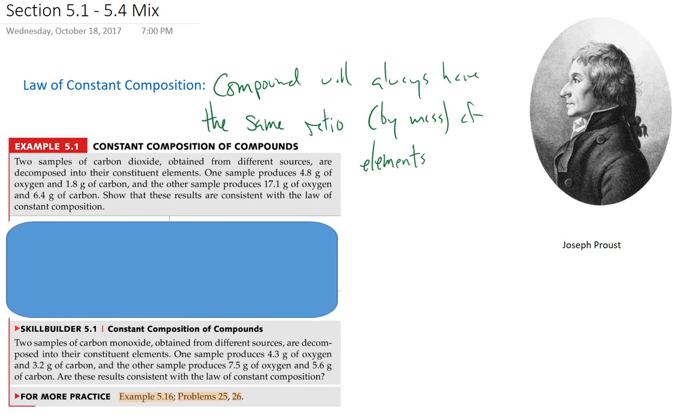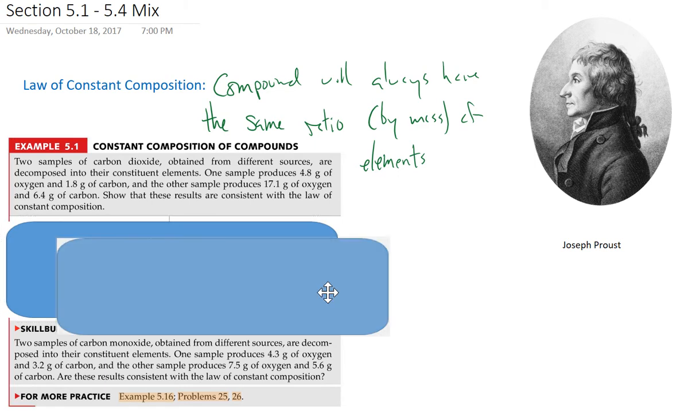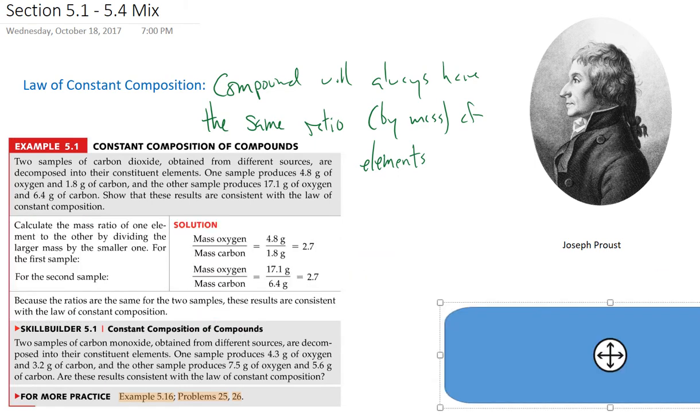One good example of Proust's law is shown below. Two samples of carbon dioxide obtained from different sources are decomposed into the constituent elements, or the elements that make them up. One sample produces 4.8 grams of oxygen and 1.8 grams of carbon, while the other sample produces 17.1 grams of oxygen and 6.4 grams of carbon. And it turns out that if you do the math, both of those samples come out with ratios of 2.7 masses of oxygen per mass of carbon, showing that it doesn't matter how much of the sample you have, the ratios are the same.